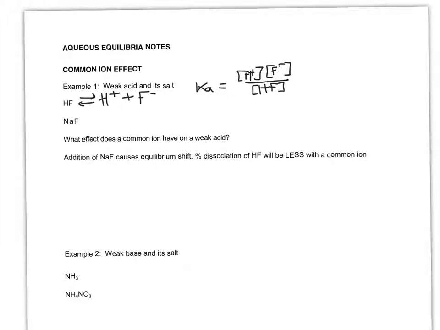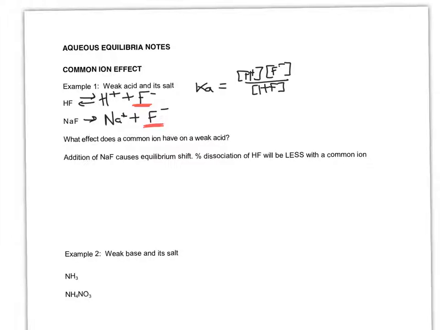So let's say that you take that HF aqueous solution, and then you add some sodium fluoride to it, a salt that has a common ion. And so NaF completely dissociates, since it's a soluble salt, into Na+ and F-. So there we see that there's a common ion. There's F- here, and then also F- there.